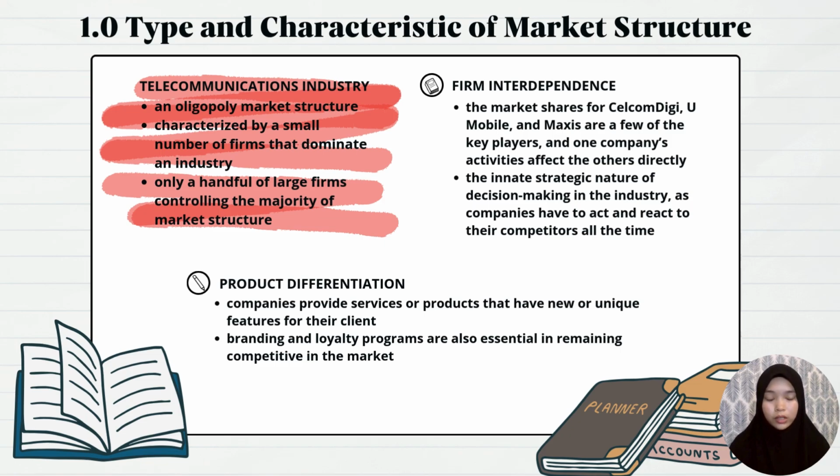There are five characteristics of oligopoly market structure. The first one is firm interdependence. The market shares for CelcomDigi, U Mobile, and Maxis are a few of the key players, and one company's activities affect the others directly. For example, if Maxis develops a new unlimited data plan or changes its pricing strategy, then firms such as CelcomDigi and U Mobile are forced to take action to maintain their market position.